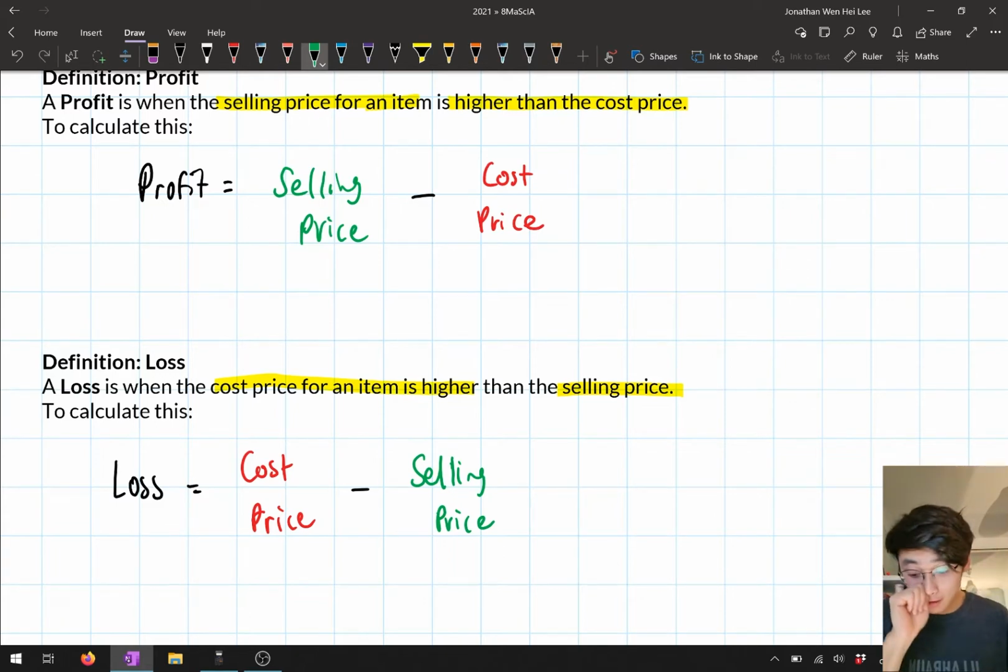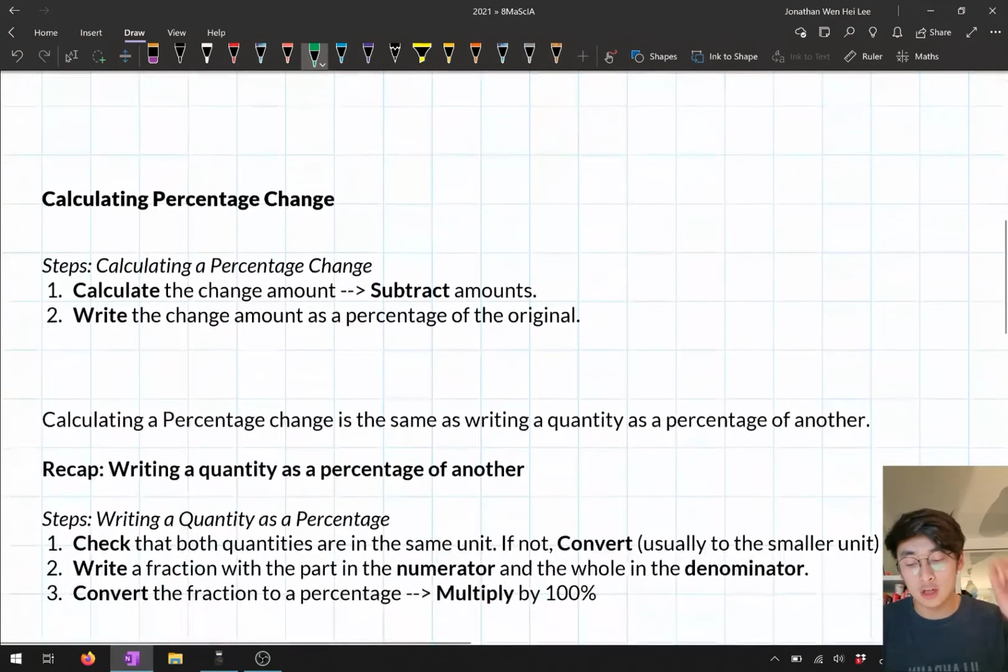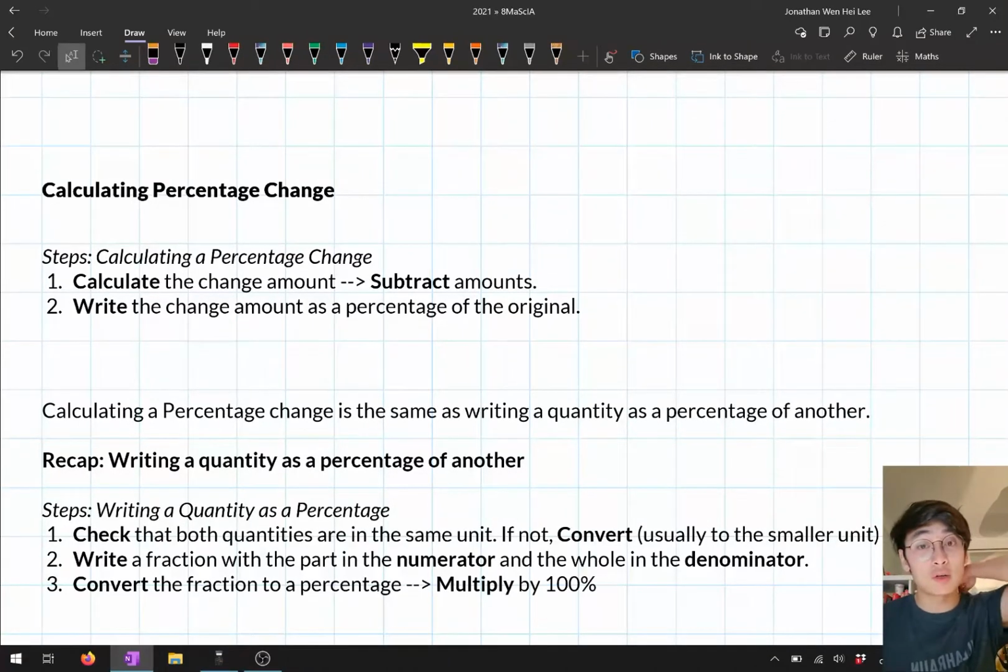So let's have a look at this first part. When we're calculating percentage change, these are the steps that we're going to be doing, and this is the same for both parts of today's lesson. The first step is we want to calculate the change amount. So we want to use one of those two formulas. We want to subtract the two amounts.